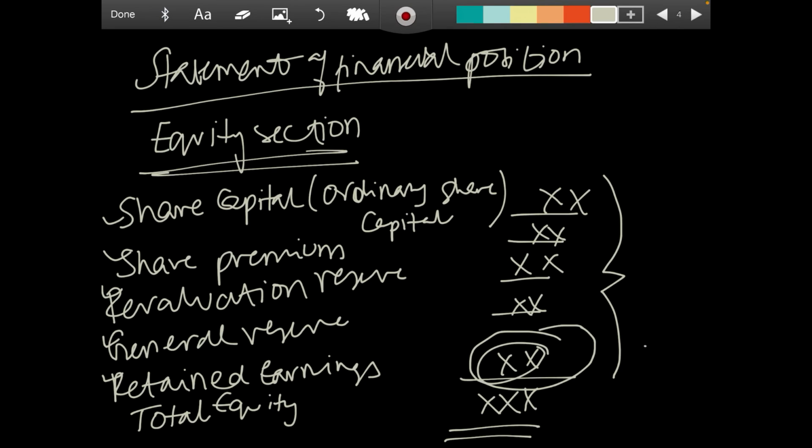So you just have to calculate this. After calculating the profit for the year, you'll add the retained earnings from the previous year, less the dividend paid in this year, less the transfer to the general reserve, and you'll get the retained earnings.